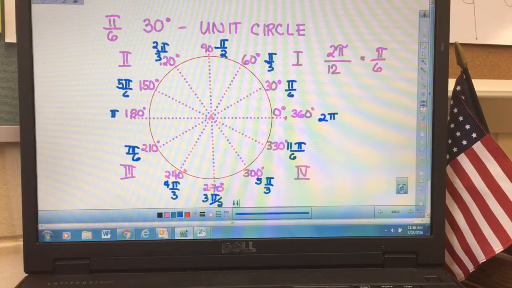That's right. So this is the 30 degrees unit circle with 12 slices, each one having 30 degrees, or in radians, that's going to be a pi over 6. That's it. Thank you.